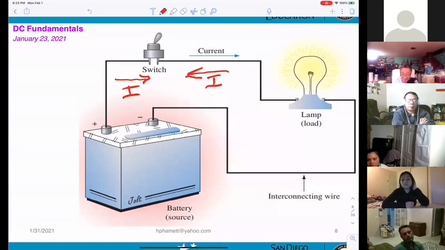When you turn on your light, you can see the light will be on. That means inside the light right here, there's a resistance. If you touch the light, what do you feel? It will be hot, right? That means electrical energy will be converted into heat energy. That's why when you touch it, you feel hot.